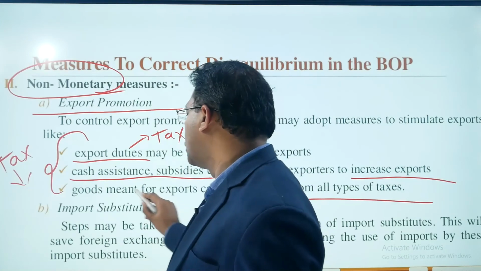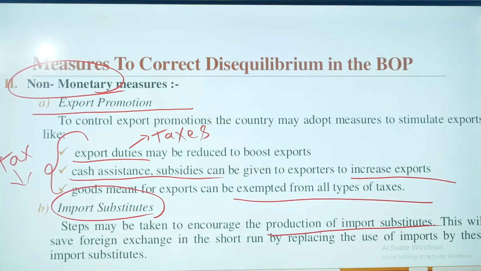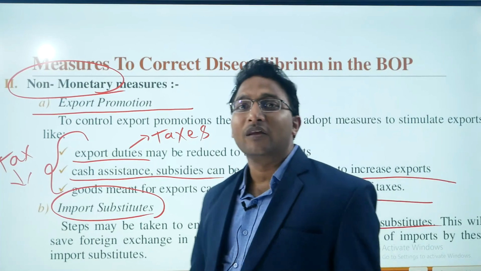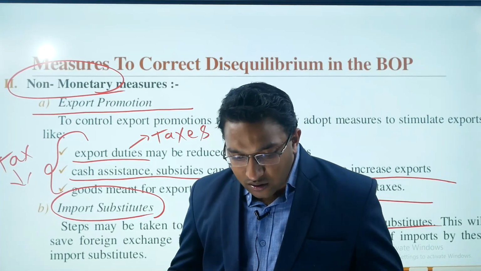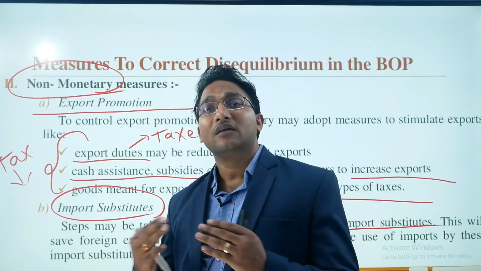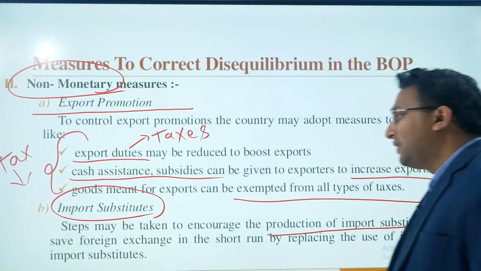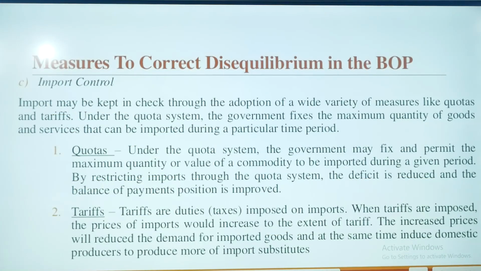Second, import substitution. Steps may be taken to increase the production of import substitutes. This will save the foreign exchange in the short run by replacing the use of imports with these import substitutes. So as much as possible, we should observe those items which are much in demand and we should establish the manufacturing facility. The government has undertaken the project of Make in India to ensure that import is substituted. Import control should also be there, right?